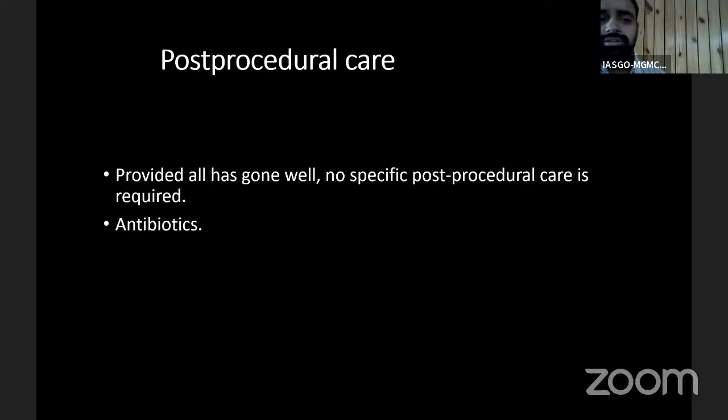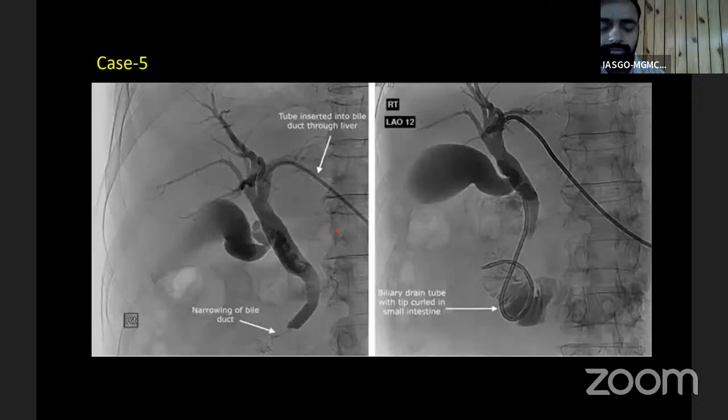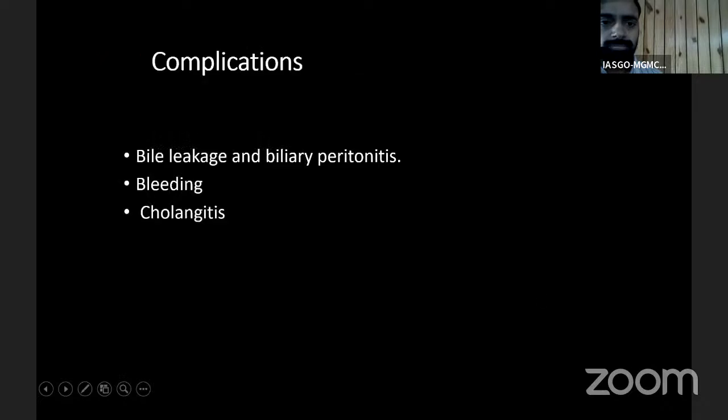Now there is not much post-procedure care, just antibiotics are enough. If the patient cannot afford a stent in case of distal biliary stricture or malignant stricture where we require a stent, we can also put an internal external catheter. There are not many complications. They are very rare and include bile leakage, biliary peritonitis, bleeding, and cholangitis. Cholangitis happens due to the contrast.